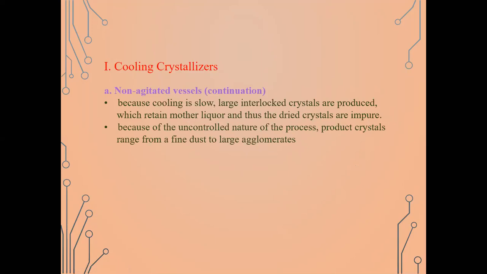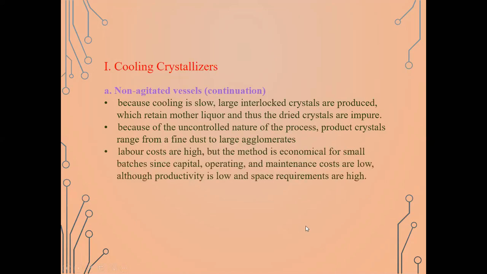Because of the uncontrolled nature of the process, there's no control, there's no stirring. Product crystals range from fine dust to large agglomerates. The interlocking here of crystals produces large agglomerates, and as such, the shape and the sizes of the crystals are not uniform, because some are in the form of fine dust while others are in the form of large agglomerates.